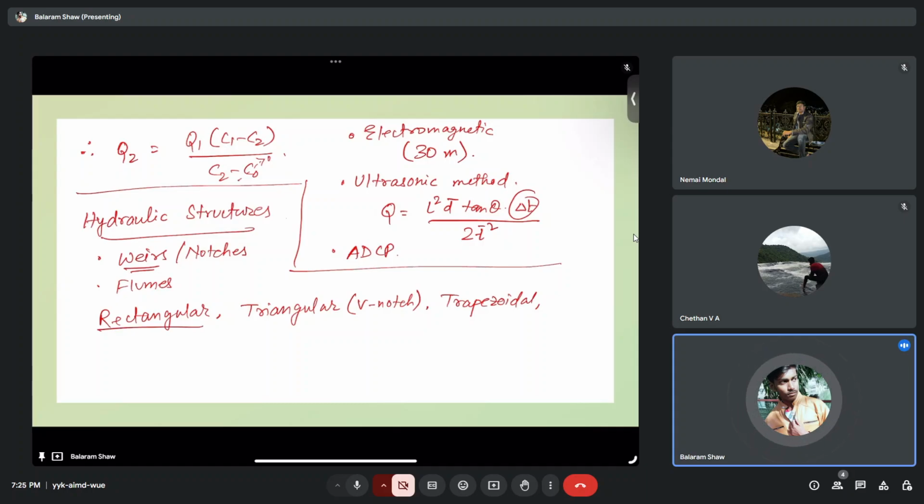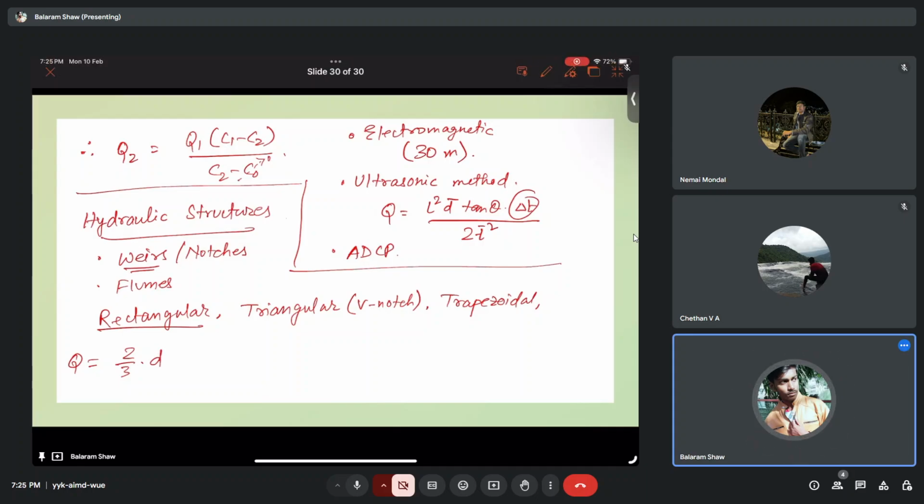So in rectangular weir, the formula is Q equals 2/3 into, sorry, not D, that is into H. So 2/3 into Cd, Cd is the coefficient of discharge, root 2g, H to the power 3 by 2 into the width of the notch. Okay, so this we use when B equals B or something like that.